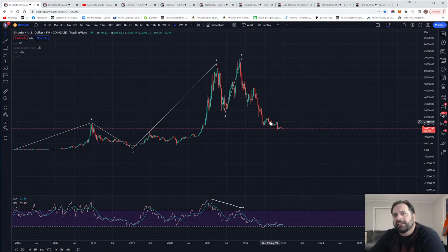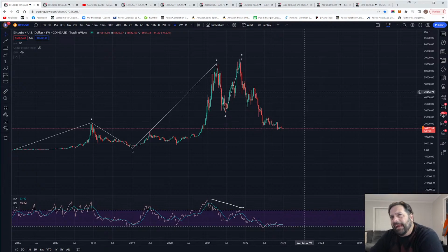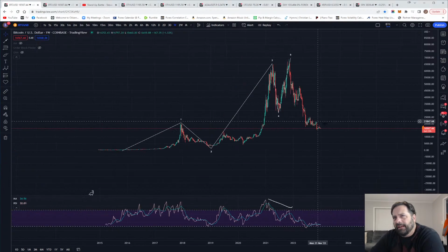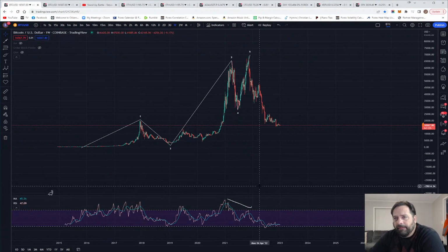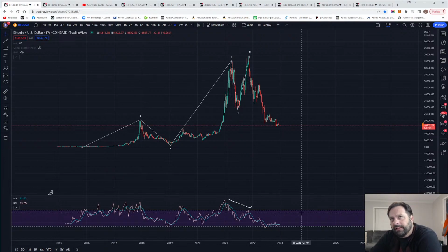We're pretty much done with it, and we're looking now to make an X wave back to the upside. That's going to take some time. It may not take a lot of time at all. It may be a very quick rally, but it'll be kind of a sucker's rally more than likely. It has the potential to get up to the 40K range. That's the way I'm thinking about it right now.